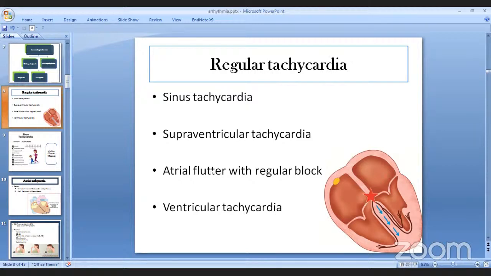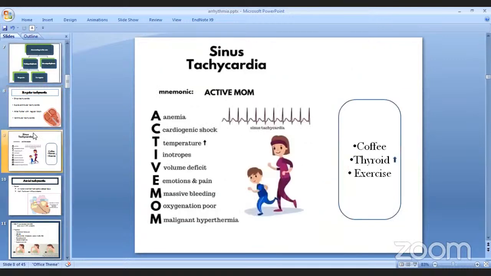The third one is atrial flutter with regular block. And the fourth one is ventricular tachycardia. We'll talk about these in detail here. Okay, first is sinus tachycardia.